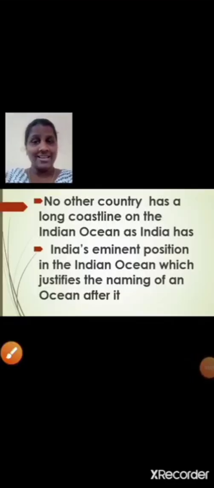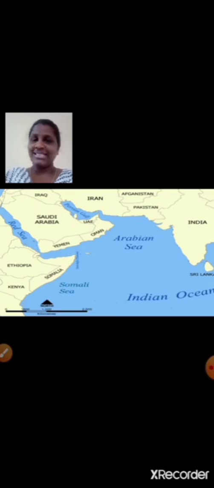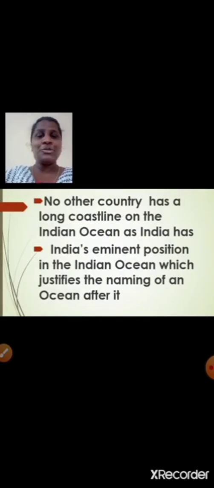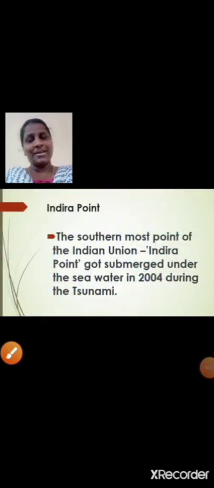No other country has a long coastline on the Indian Ocean as India has. Have a look over here. You will understand that no other country has a long coastline on the Indian Ocean as our country India has. India's eminent position in the Indian Ocean, that is, its very important position in the Indian Ocean, justifies the naming of an ocean after it. Now I hope you will understand why the Indian Ocean is named so, because of India's eminent position in the Indian Ocean. Students, now let us learn about the Indira Point.